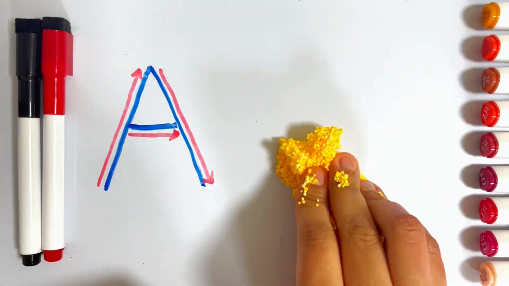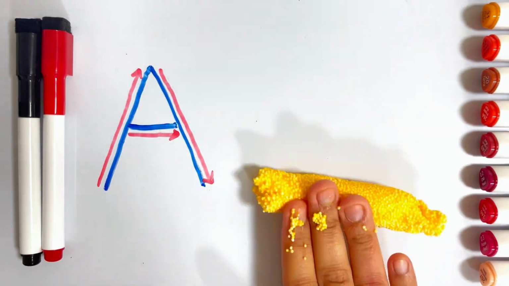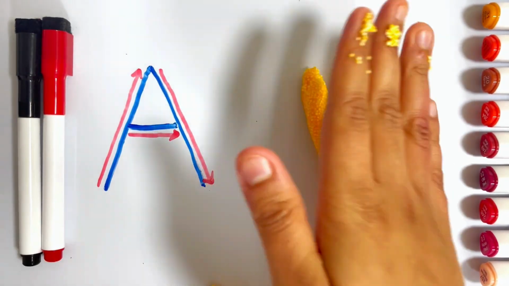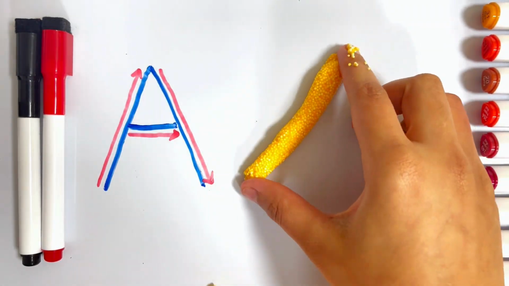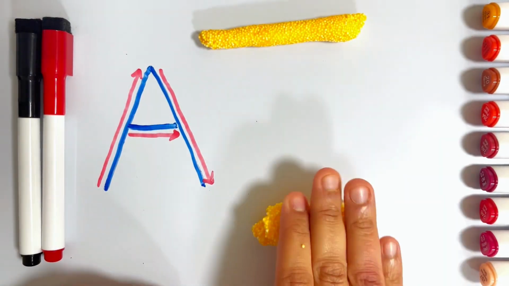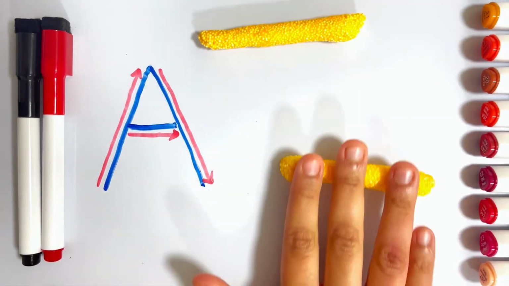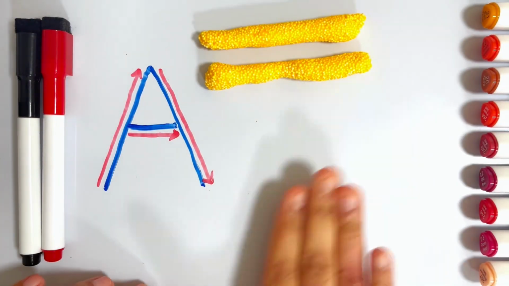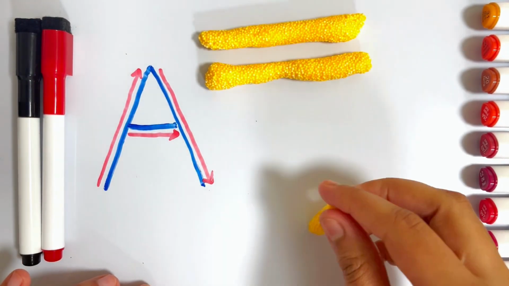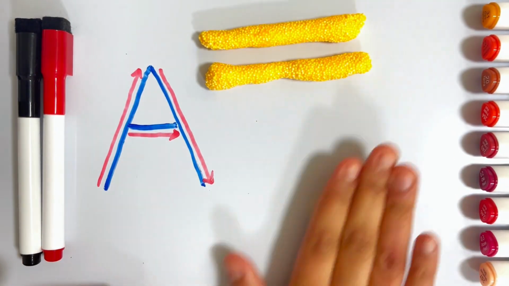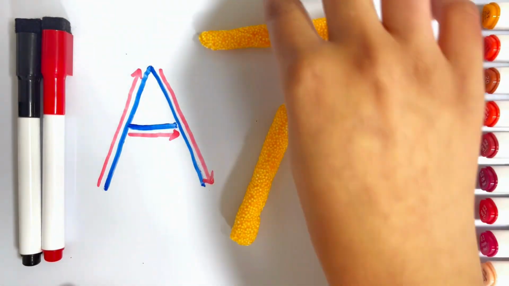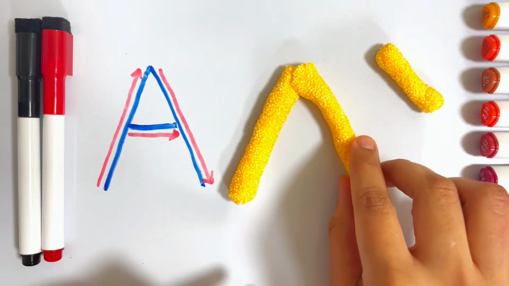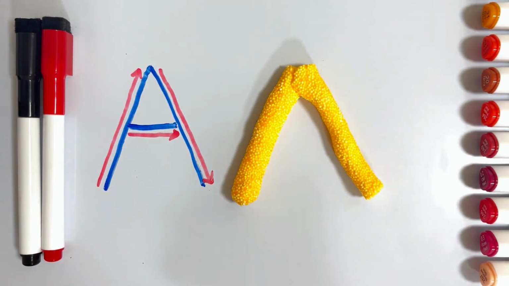This is yellow color. A, B, C, D, E, F, G, H, I, J, K, L, M, N, O, P, Q, R, S, T, U, V, W, X, Y, and Z. Now I know my ABCs. Next time, won't you sing with me?